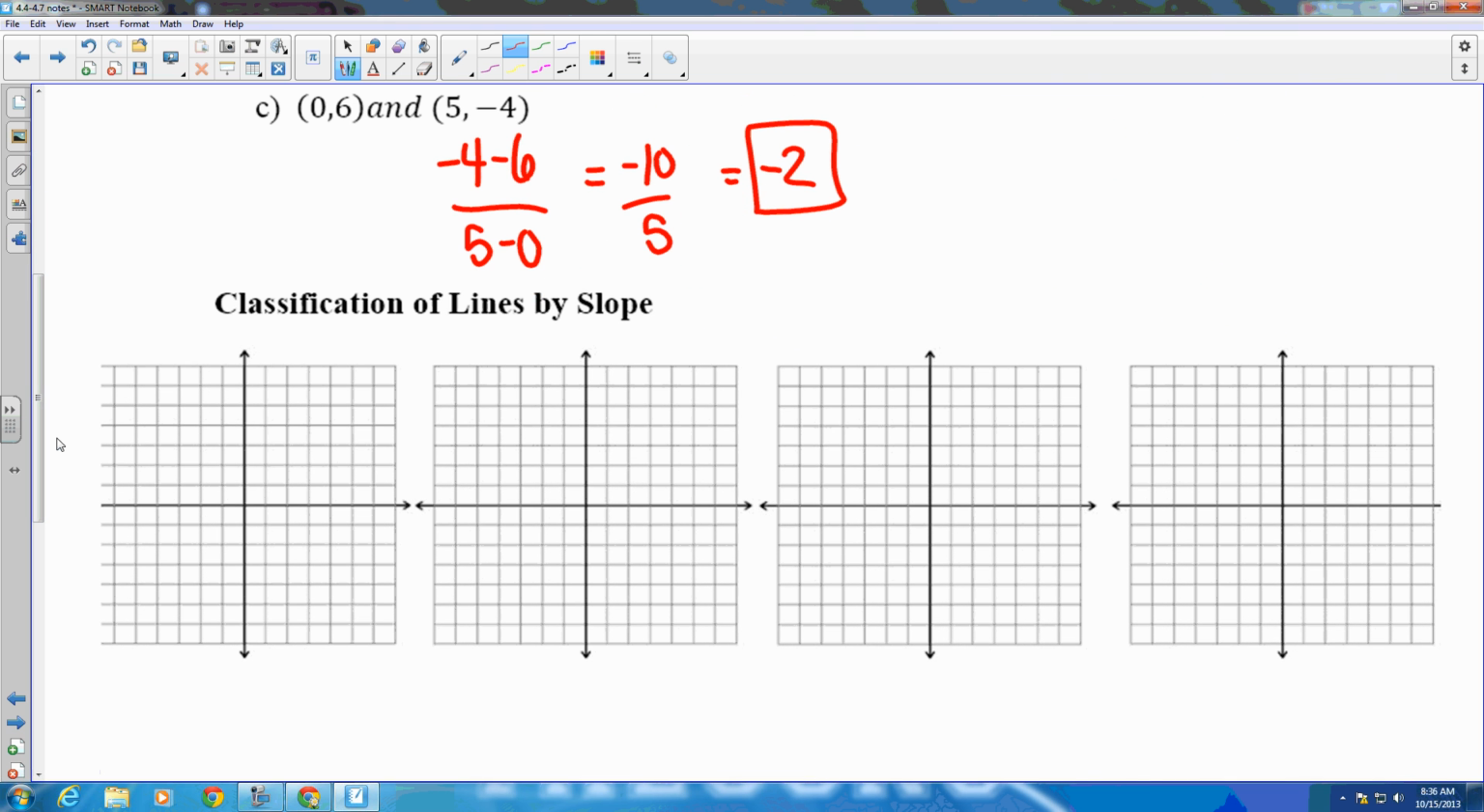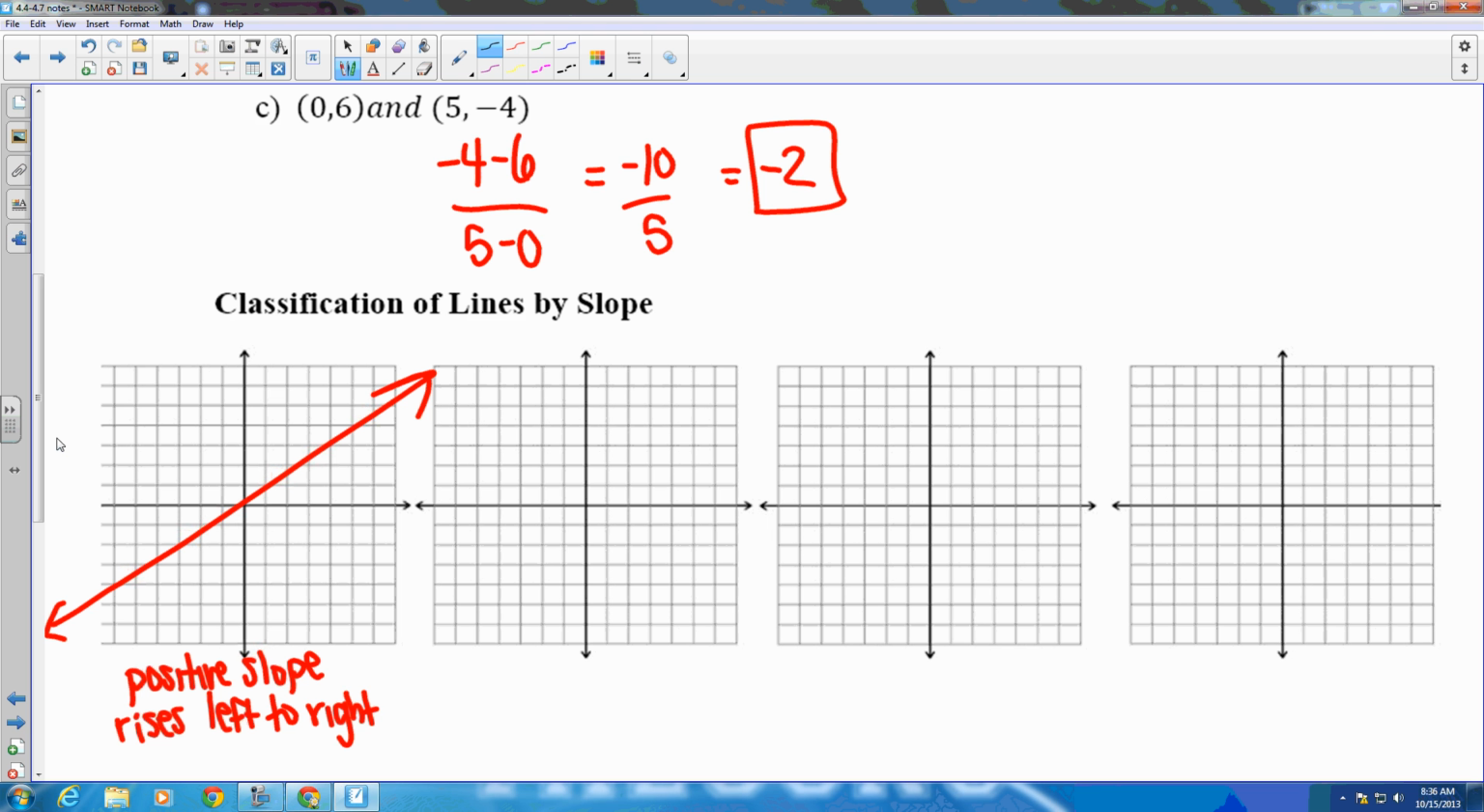All right, we're going to do some classification of lines by their slope. The first one has positive slope. The graph rises from left to right. The second line has negative slope. It falls from the left to the right.